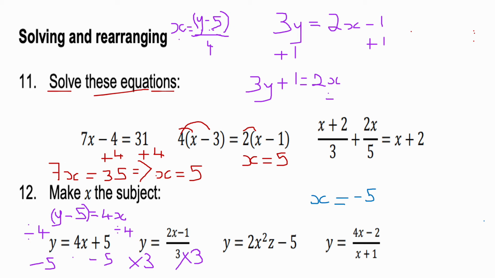Dividing both sides by 2, because remember 2x means 2 times x. So the final answer I get is 3y plus 1, all divided by 2, and that's equal to x. So that's the answer to the second one, guys.